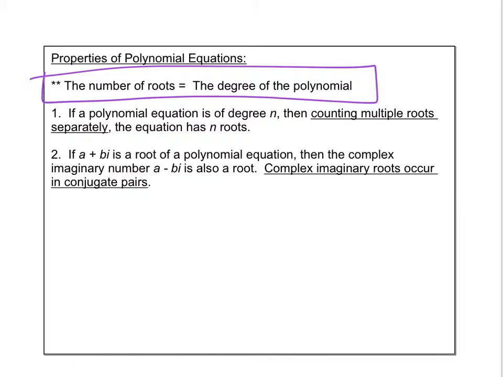It has to do with a complex root. If a + bi is a root, then its conjugate, a − bi, is also a root. So every complex imaginary root will occur in what we call conjugate pairs. That's what we're going to deal with on Monday. And then we do have one more thing to learn.